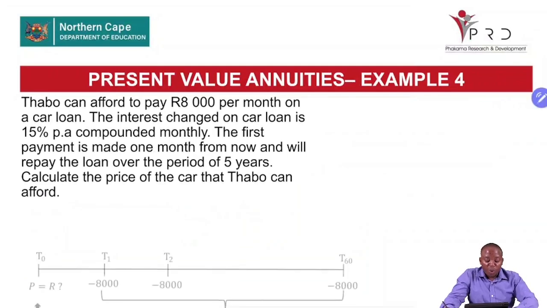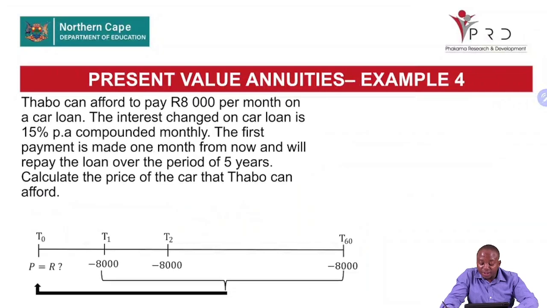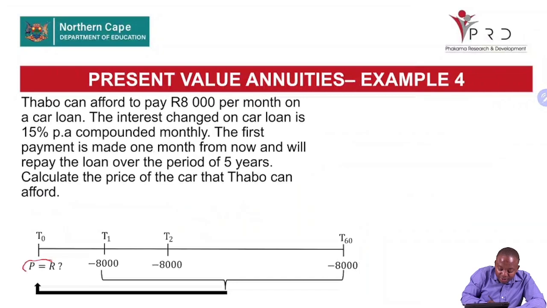So now, what do we do? We populate everything in our timeline. Remember now, we do not have the money. So Tabo can afford a certain amount, but we need to know how much present value he will have by paying 8,000 per month.